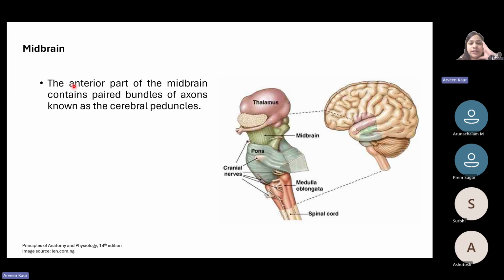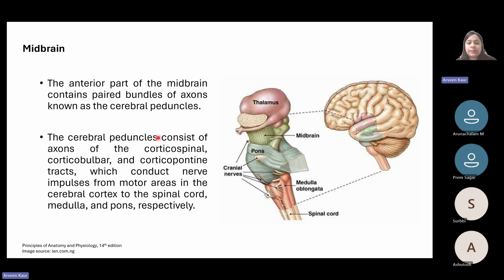Then comes the midbrain. The anterior part of the midbrain contains paired bundles of axons known as the cerebral peduncles. The cerebral peduncles consist of axons of the corticospinal, corticobulbar, and corticopontine tracts, which conduct nerve impulses from the motor area in the cerebral cortex to the spinal cord, medulla, and pons, respectively.